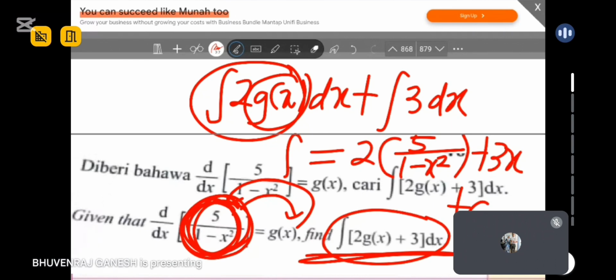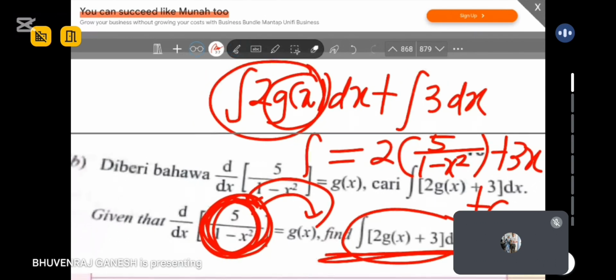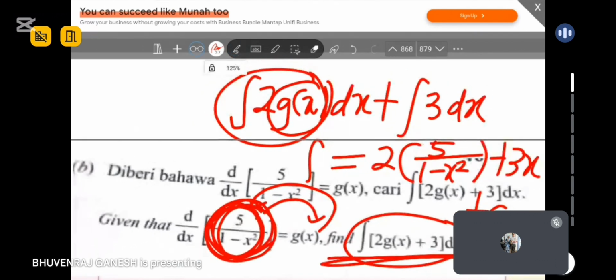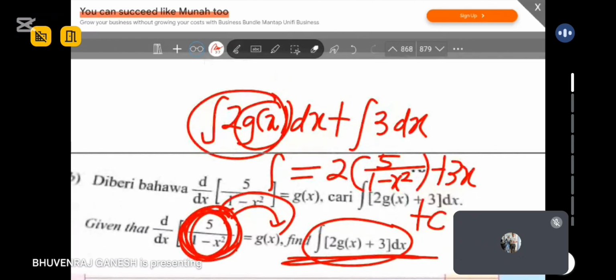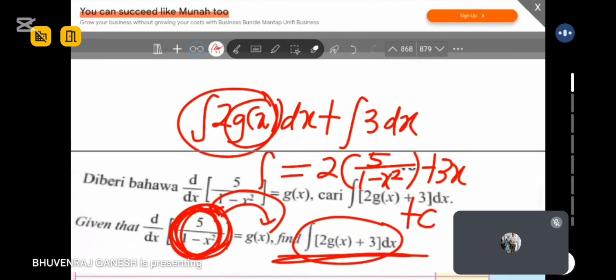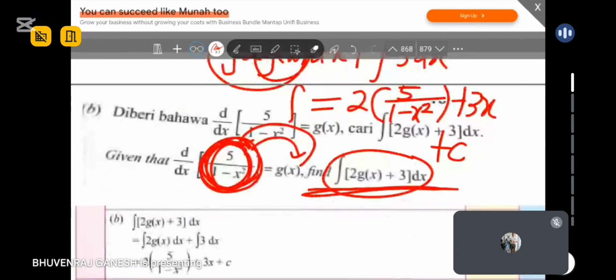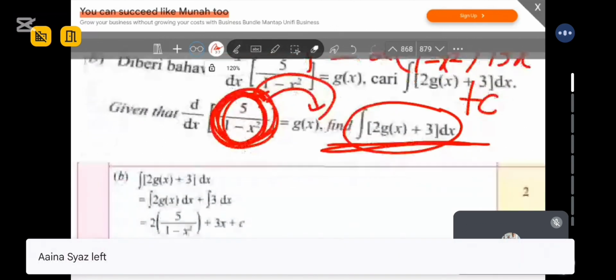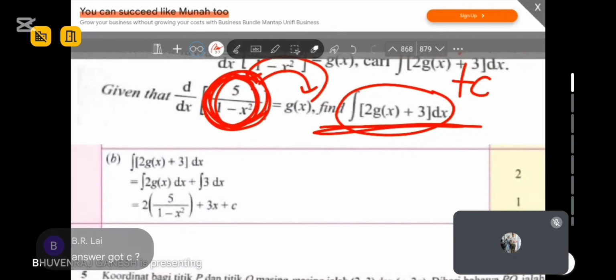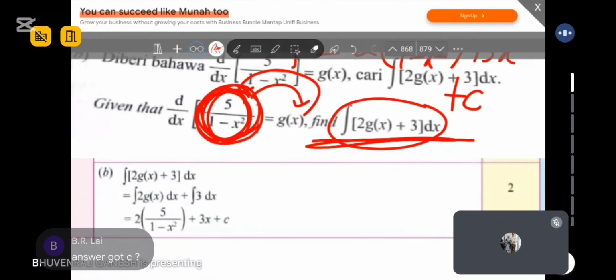I thought equation only. No. The question never say equation, guys. Soalan tak tanya tentang persamaan. They just ask you to find integration of this one. Cari pengamilan yang ni sahaja. Okay, so that's all. This is your answer. Settle. 3 marks. Yes, must add plus C.